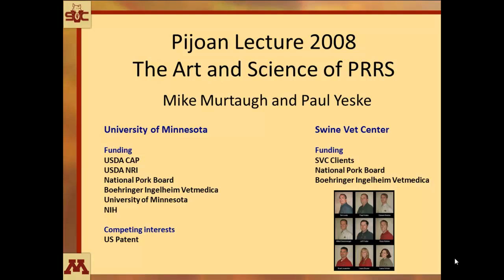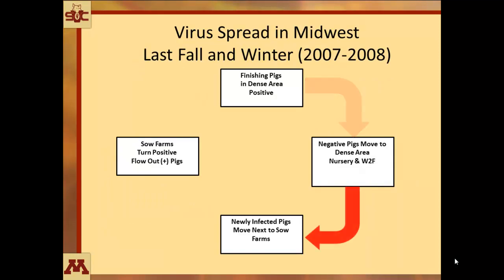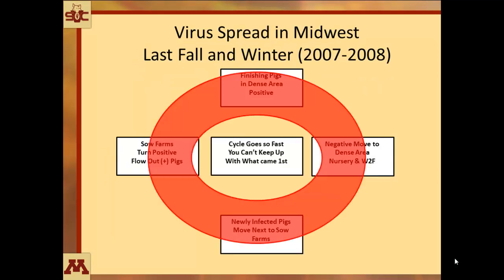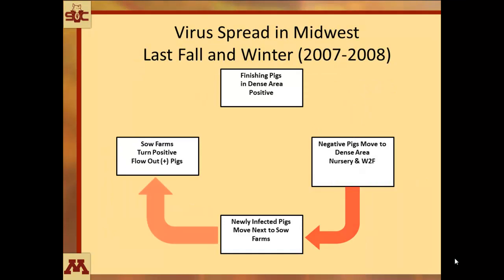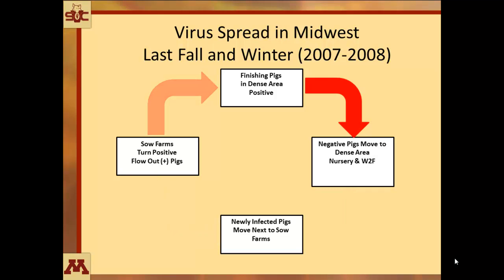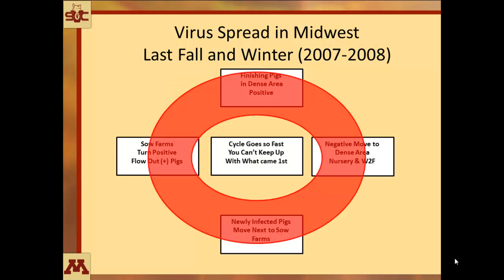All right. Well, I put a few slides in here just going back and thinking about this concept. Back in 2008, Dr. Murtaugh and myself did the Pigeon lecture, and we had some theories about what's going on with the spread of PRRS virus. One of the theories was that PRRS virus starts in the positive finishing pigs, spreads to negative finishing pigs we bring in the area, then goes to the sow farm. The sow farm makes more positive pigs, and we just keep the cycle going until the cycle gets to be a blur and we can't tell where the infection process begins or ends.